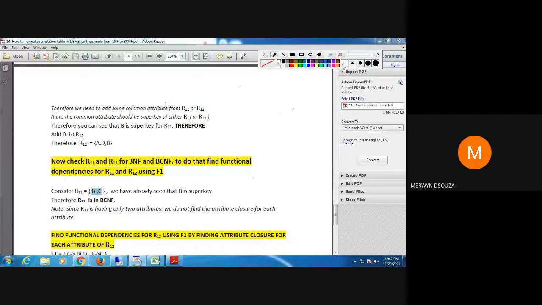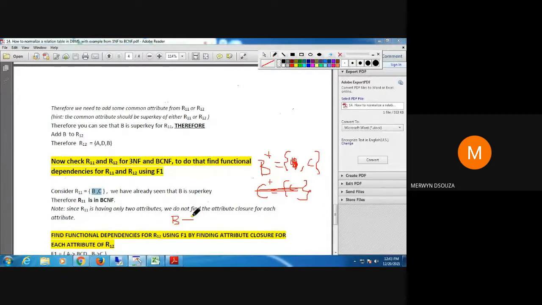Find the B closure. Then find the C closure. The C closure will give you C only. You can do it and check. This is a trivial functional dependency, so discard it. The B closure will be B and C. B is trivial, discard it. So you get only B determines C. For R11, you will get just one functional dependency.